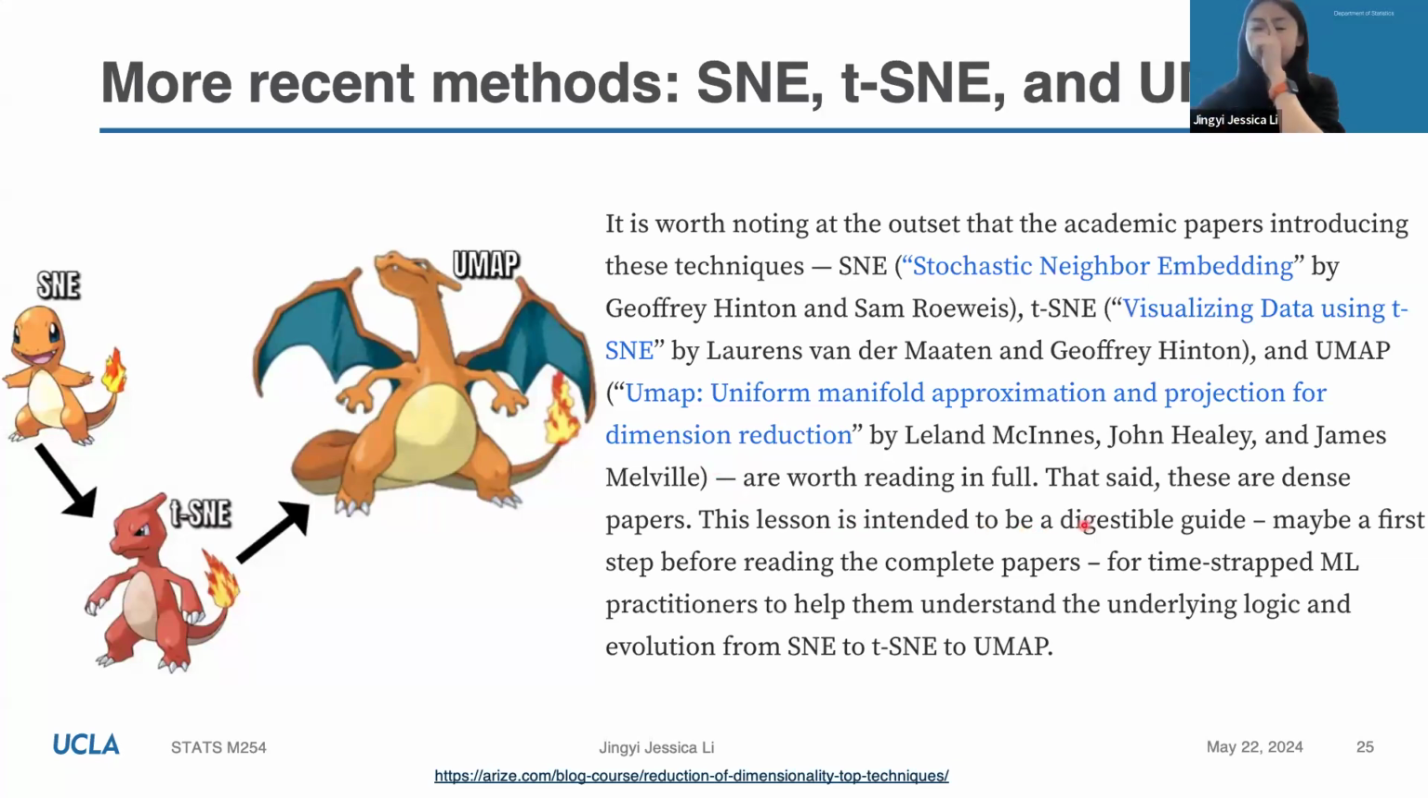All right. The lesson is intended to be this one. This blog, I strongly recommend, is intended to be a digestible guide, maybe a first step before reading the complete papers, the 3 papers. For time-strapped machine learning practitioners, it helps understand the underlying logic and evolution from SNE to t-SNE to UMAP. Especially the UMAP paper is very difficult to read. It's written as a mathematical paper. And the interesting thing is that the original UMAP paper is still unpublished. It's just an arXiv paper.